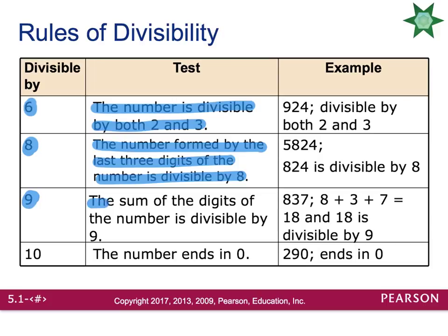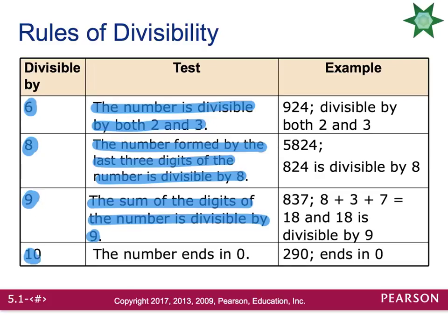For 9, the sum of the digits is divisible by 9. So this is just like the 3. If we add our digits and we get something that 9 goes into, 8 plus 3 plus 7 is 18, and 9 goes into 18. So we know it's divisible by 9. This is just like 3, except we're going to divide by 9 instead. We add the digits.